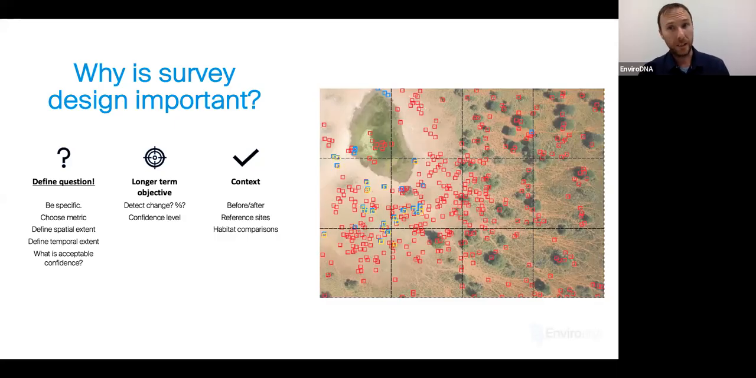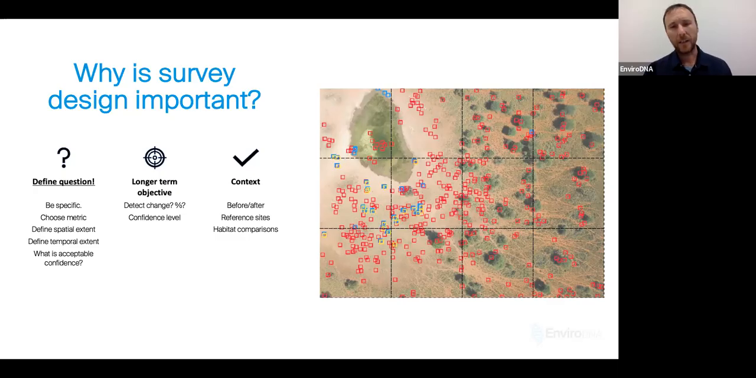Again, that might be reference sites, so it might be different types of habitat that you're comparing between. It might be different levels of disturbance, so control versus impact. So making sure you've got those sorts of controls in your design so that it gives your data context.